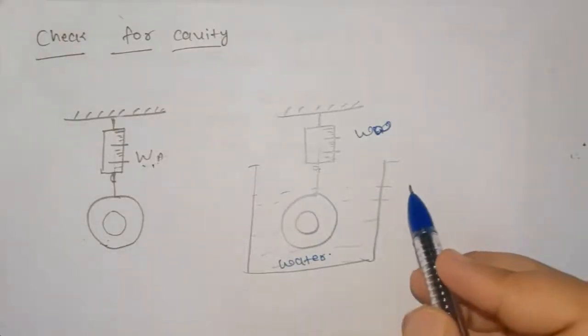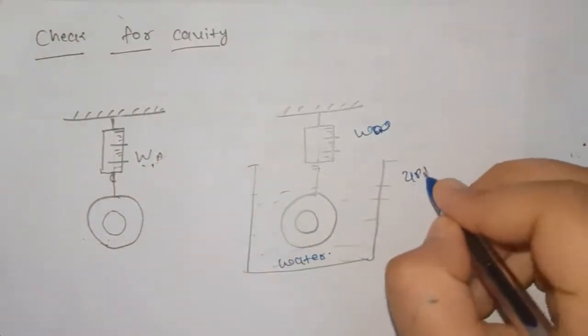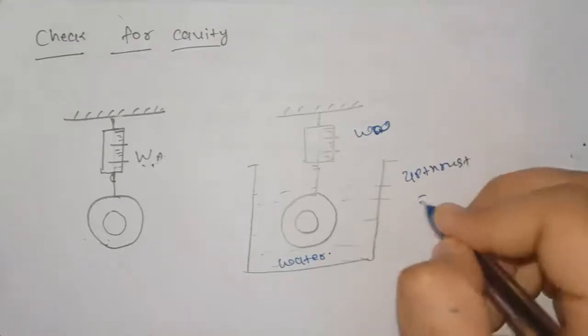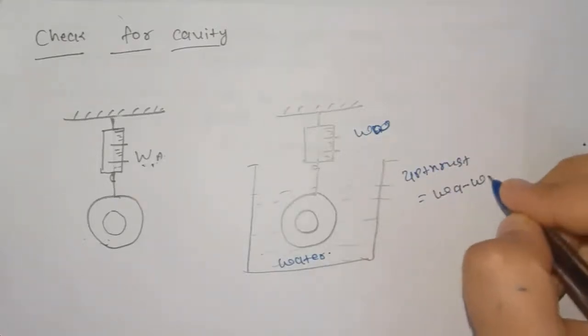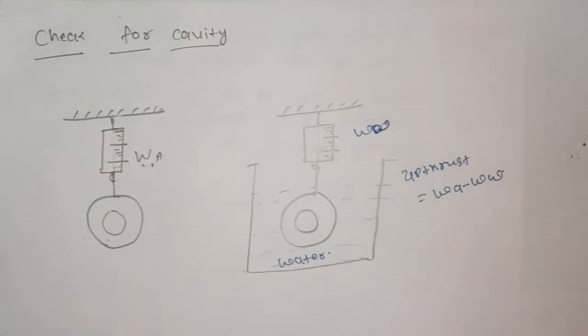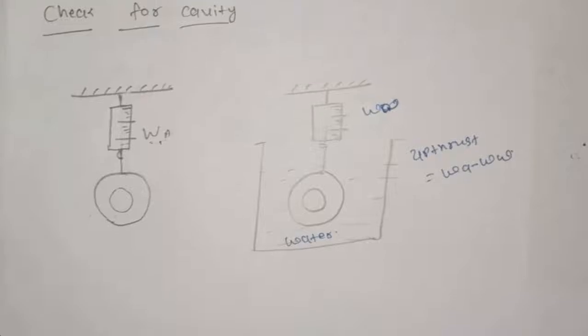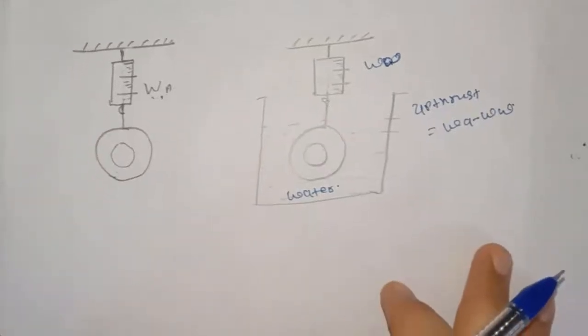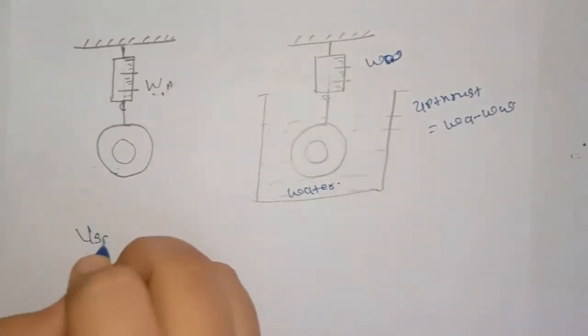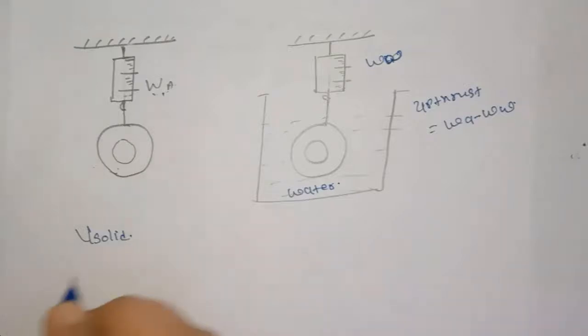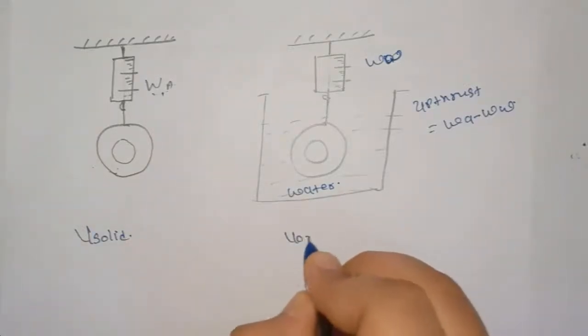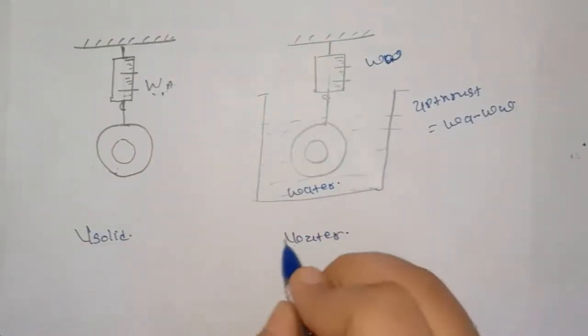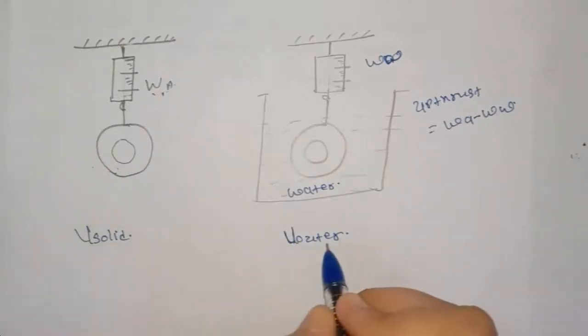The upthrust will be weight in air minus weight in water. Now, let us assume that there is a cavity inside the body. There are two different things, two different volumes. One is called solid volume and one is called outer volume. So V solid and V outer.